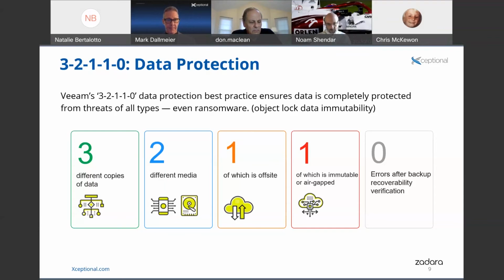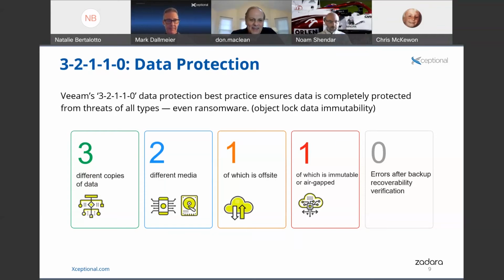The one thing to note is that this too is an evolving slide. I have seen two prior iterations of this slide, and that's part of the evolving zero trust thought process. This used to be called the 3-2-1 slide, and then it became the 3-2-1-1, and then it became the 32110 slide. So let me walk through that.